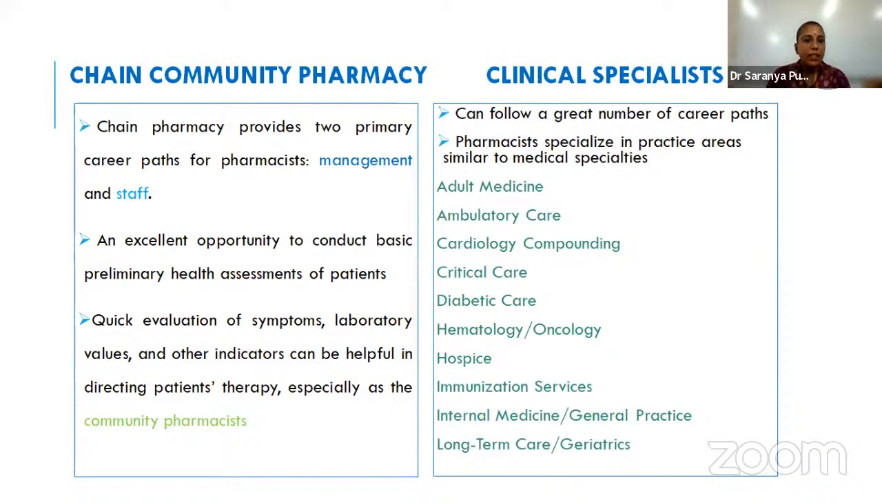And if you see in India, chain community pharmacies are growing now, right? So many chain community pharmacies are there. You have Apollo pharmacies, you have Tulsi pharmacies, other pharmacies also. MedPlus is there. So this chain pharmacy provides two primary career paths for pharmacists. One is you can be involved in the management of the chain community pharmacy, or you can practice as a clinical pharmacist in a chain community pharmacy. So you may have two paths.